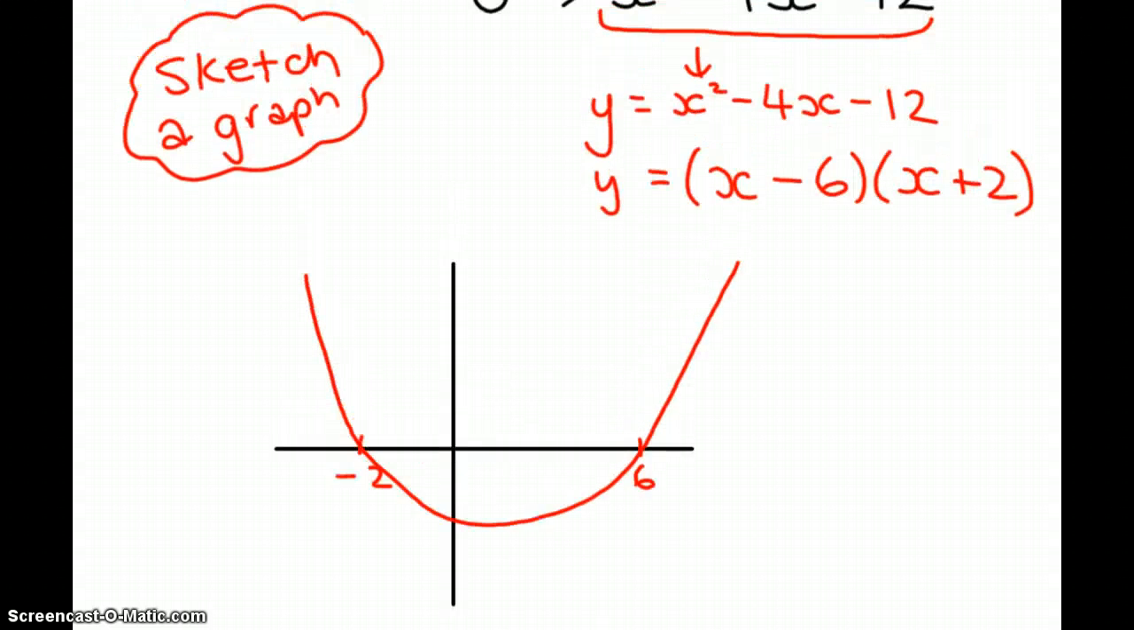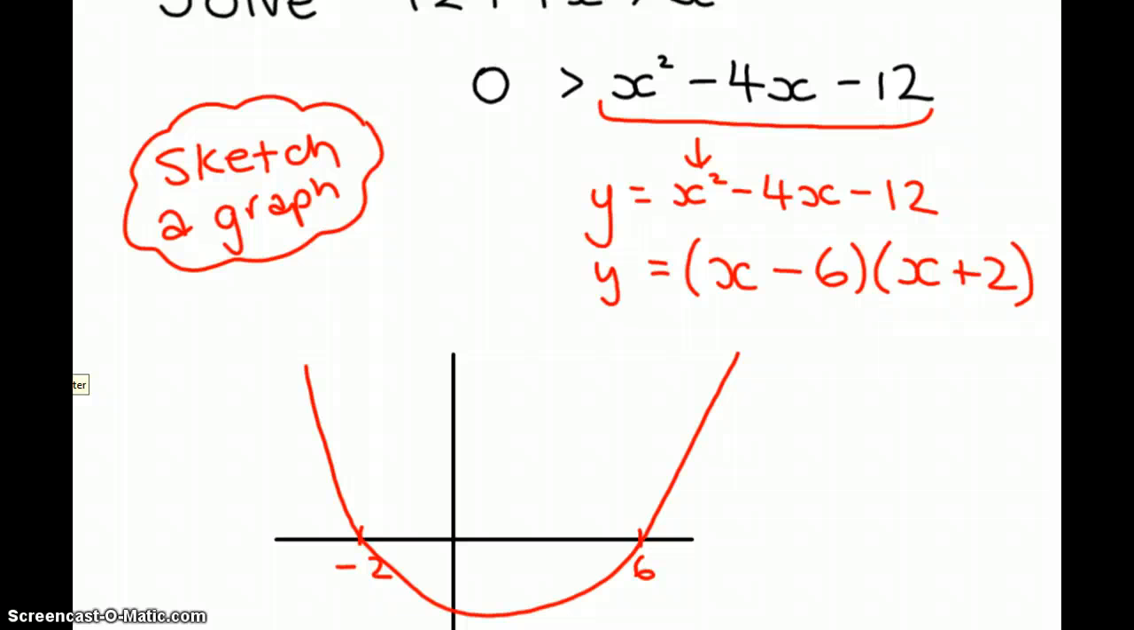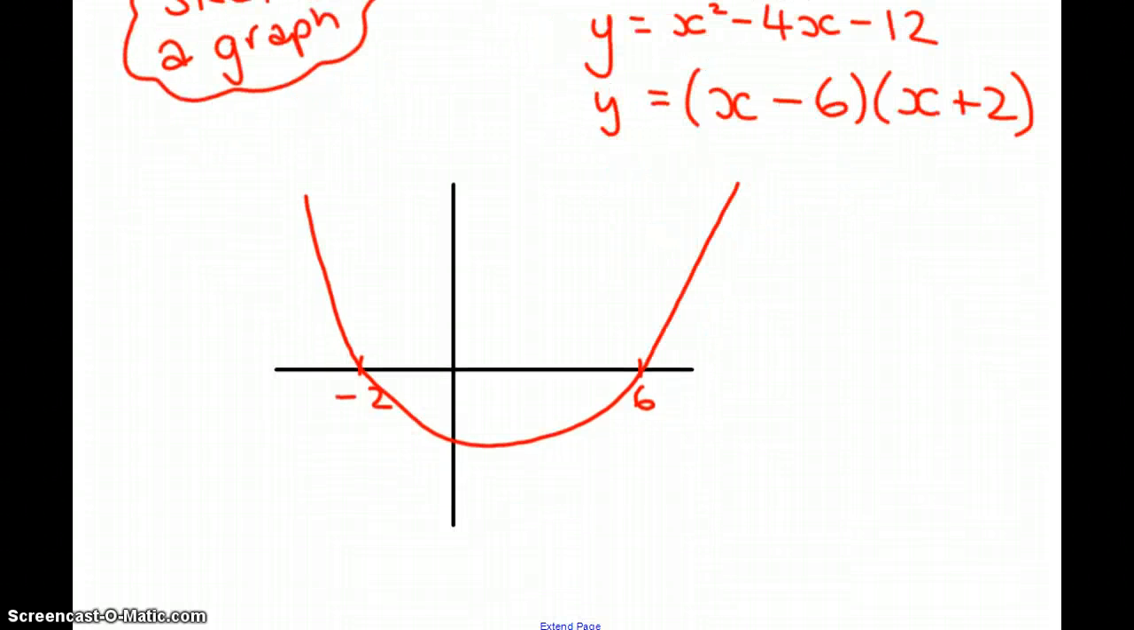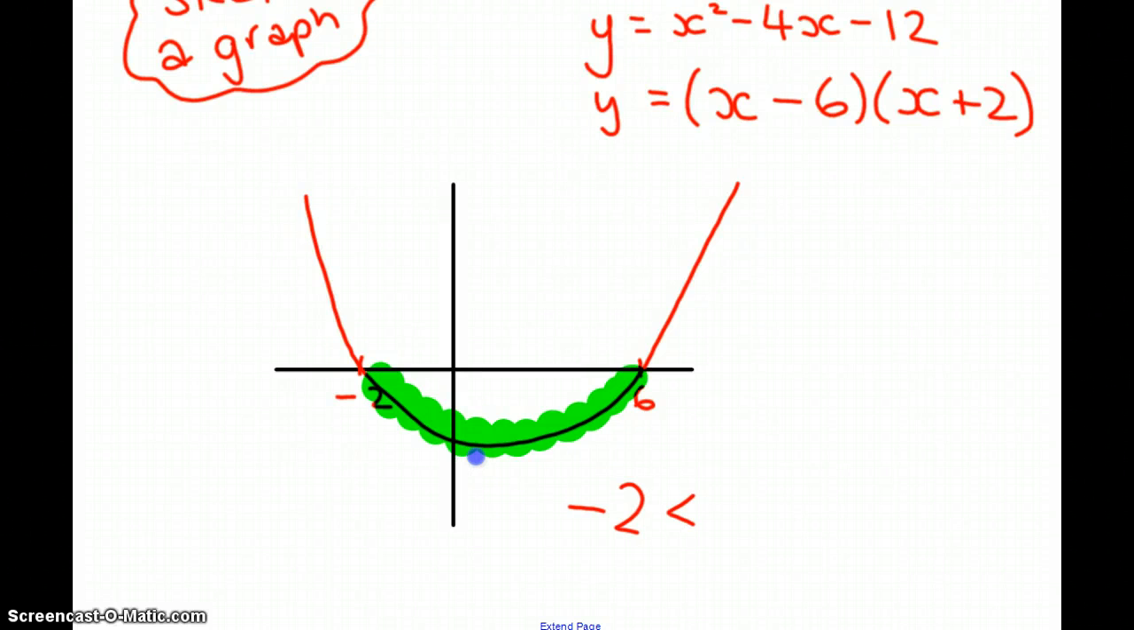And then I just flick back up to the question and I say I want to find where this graph is less than 0. So if we look at this graph, it's less than 0 for all of this section. So my solution to the inequality must be that x is in between minus 2 and 6.